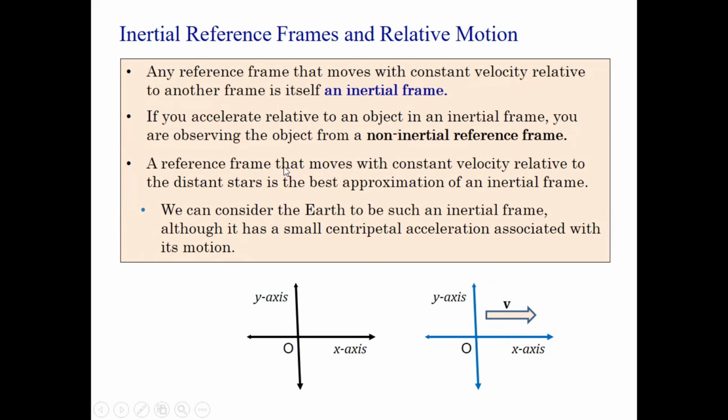A reference frame which moves with a constant velocity relative to distant stars is the best approximation for an inertial frame. Roughly speaking, we consider Earth to be also an inertial frame, although a very small centripetal acceleration is associated with the motion of the Earth. But generally, for smaller values of velocities and smaller values of accelerations, Earth is also sufficient to be called an inertial frame.